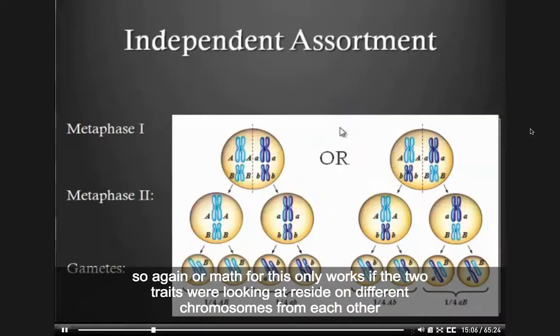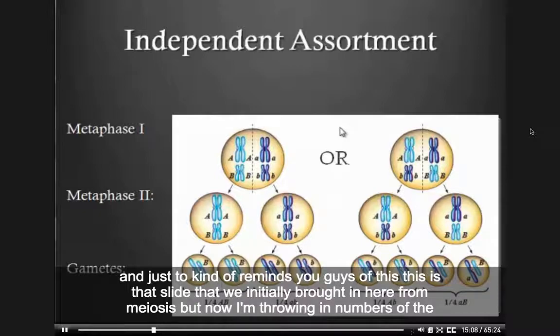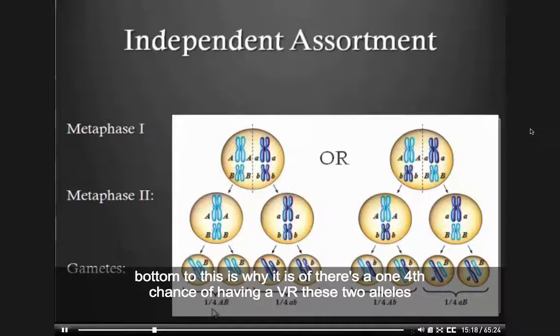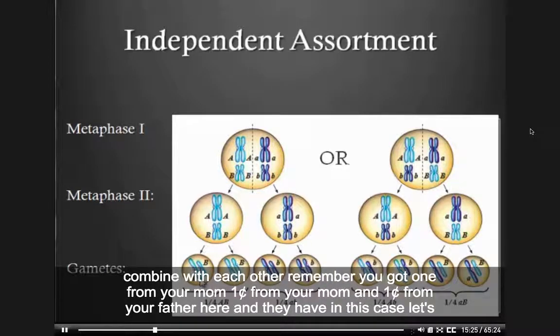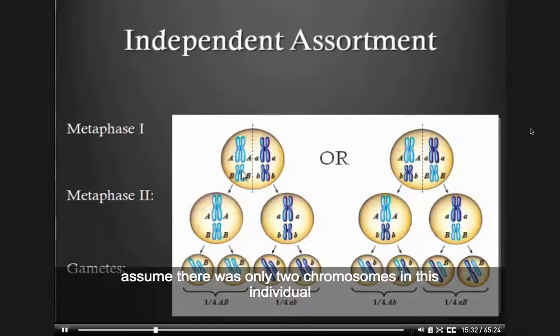And just to remind you of this, this is that slide that we initially brought in from meiosis, but now I'm throwing in numbers at the bottom too. This is why there is a 1/4 chance of having these two alleles combine with each other. Remember, you got one set from your mom and one set from your father here. In this case, let's assume there were only 2 chromosomes in this individual. It could align this way, or it could align this way.